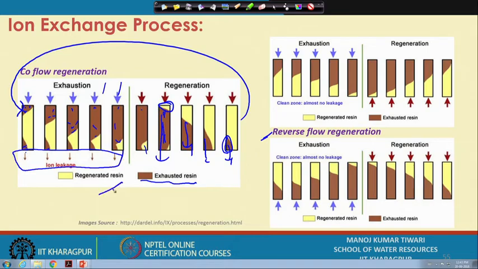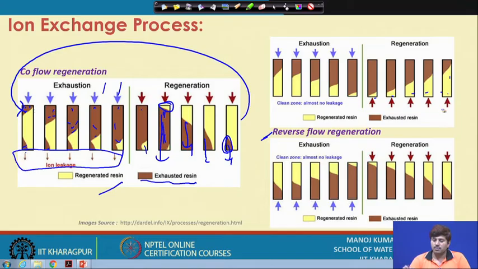That is why these co-flow systems are not that preferred, whereas reverse flow systems are more preferred, where we exhaust from the top and then regenerate from the bottom. So there is no chance of accumulating anything in the bottom, because regeneration is from this side only. So there is no possibility of ion leakage.